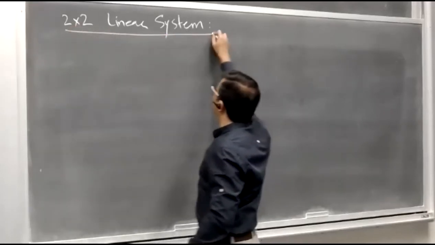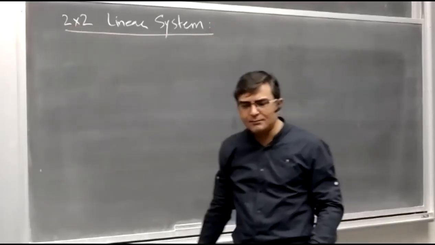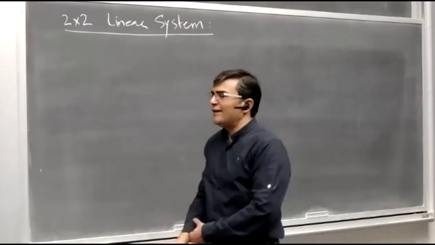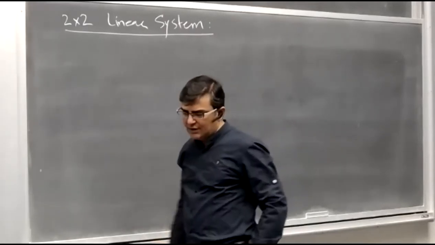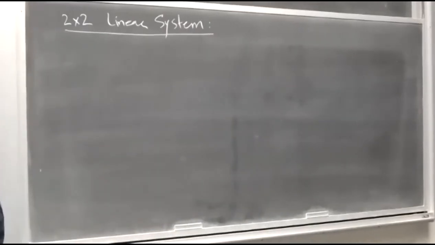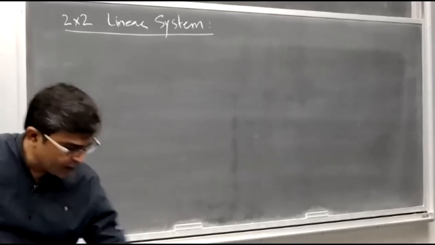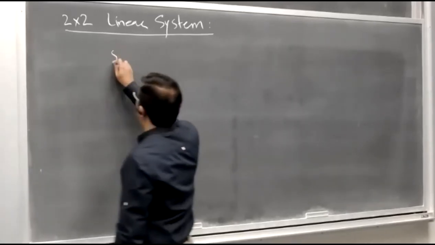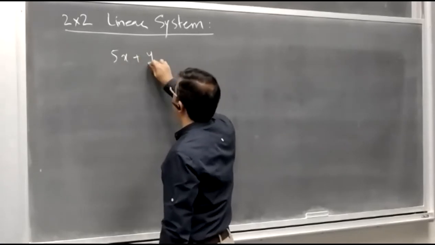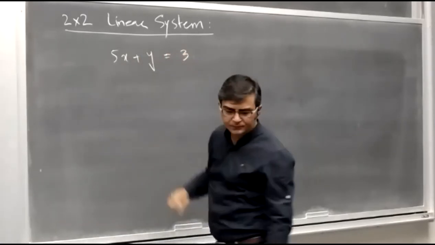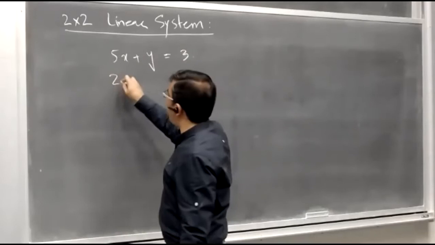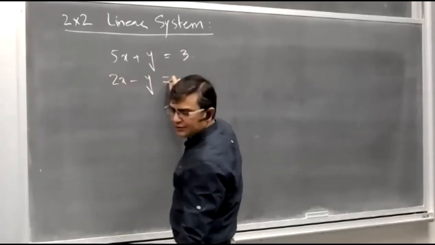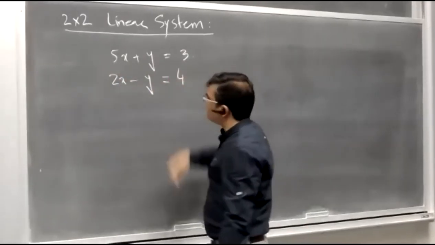2x2 linear systems. 2x2 linear system means there are two equations and two unknowns. And in the previous lecture, we discussed an example of apple and banana. Let's start with the same kind of example. For example, if we have 5x plus y is equal to 3, and 2x minus y is equal to 4.